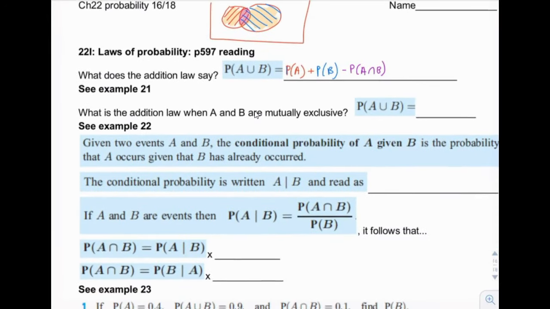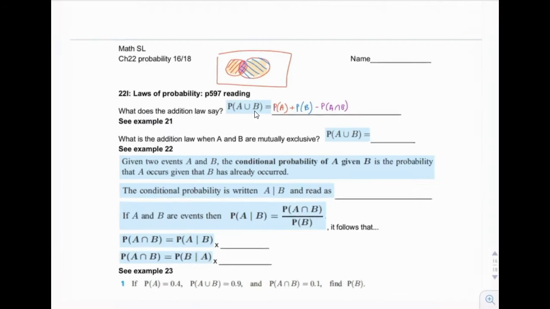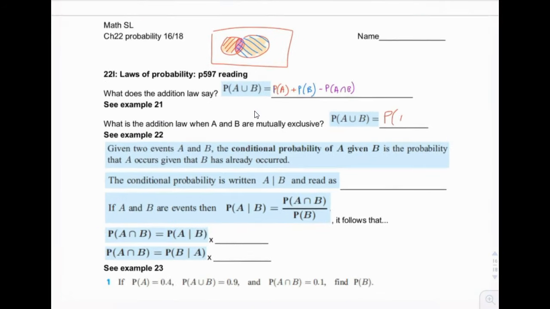What is the addition law when A and B are mutually exclusive? Well, when A and B are mutually exclusive, the purple middle part doesn't exist, right? Because the two circles don't overlap. So then it's just the probability of A plus the probability of B, and there's no need to subtract out anything because they don't overlap. Okay.